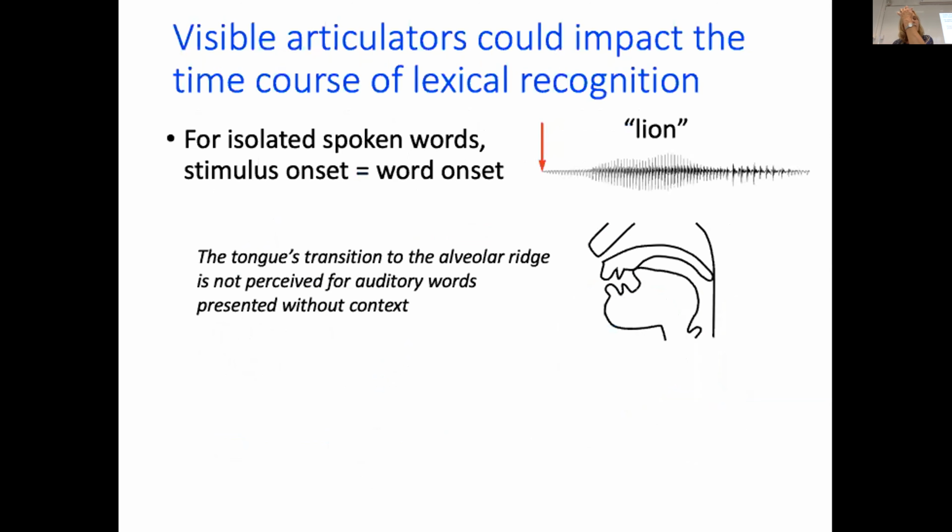So let me come back to that first possible difference between signs and words, and this has to do with the visibility of the articulators. If you think about lists of spoken words, the stimulus onset is pretty much the same as the word onset. So in this word lion, as soon as voicing starts, that's the stimulus onset, that's the word onset. What you don't see is this sort of hidden silent transition maybe of the tongue to the alveolar ridge. That's not perceivable in isolated words.